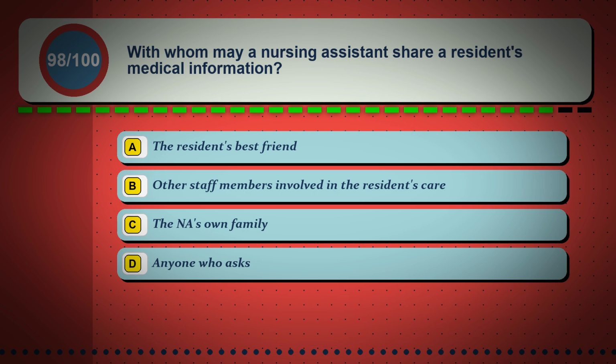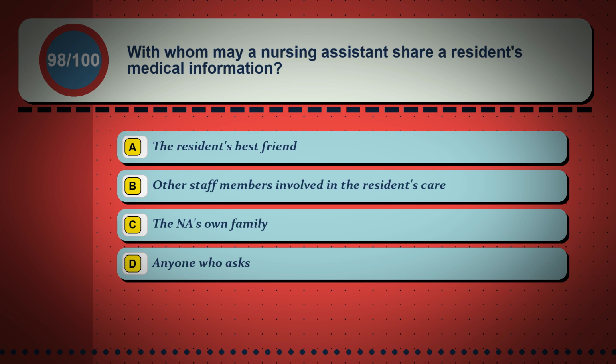Question 98. With whom may a nursing assistant share a resident's medical information? Option A, the resident's best friend. Option B, other staff members involved in the resident's care. Option C, the NA's own family. Option D, anyone who asks.